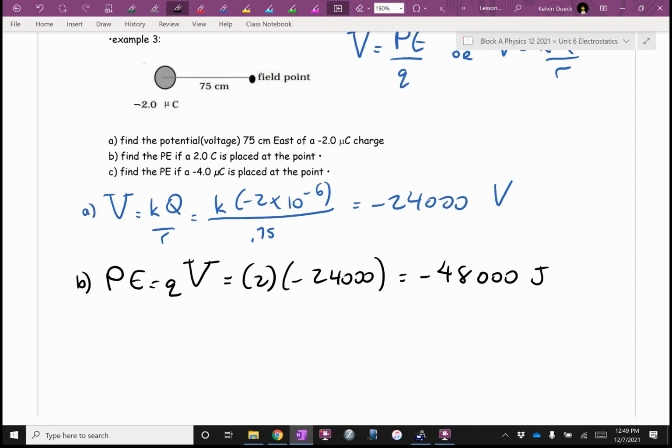Okay. Voltage tells you the amount of joules per coulomb. What if I had a 0.5 coulomb charge sitting right there? Negative 12. And why negative? Because to get it to 0, I have to add energy. I better start negative to get it out to infinity.